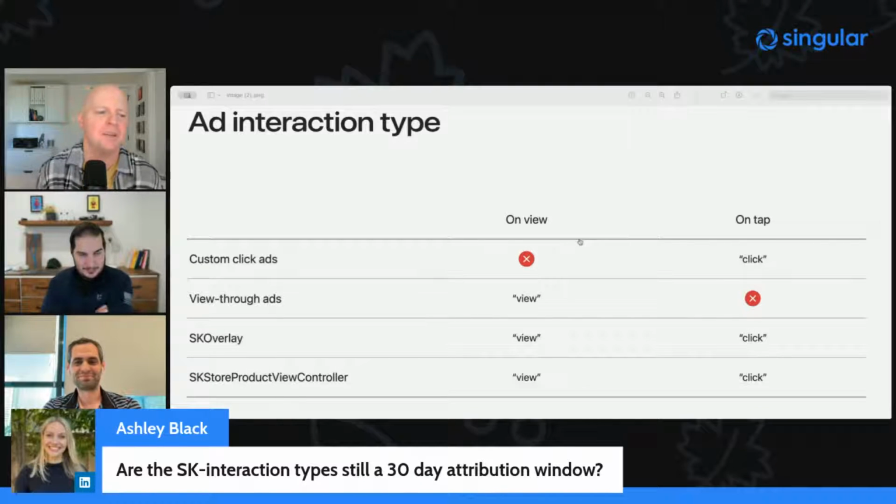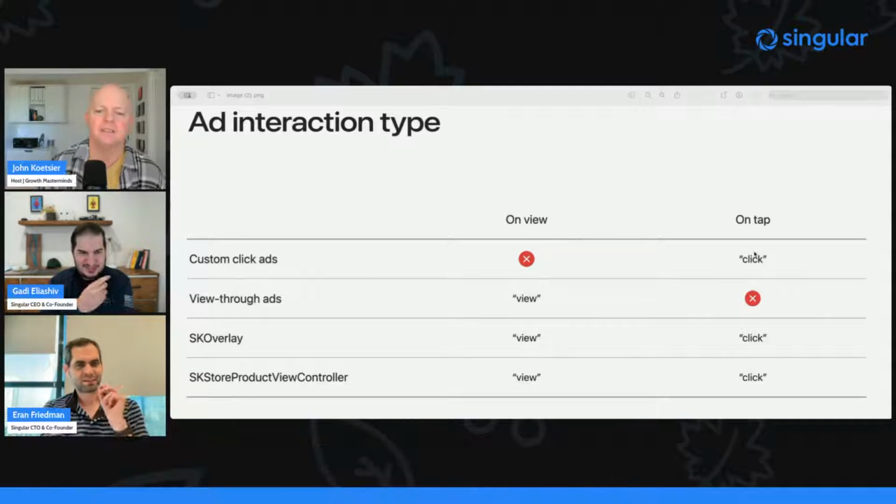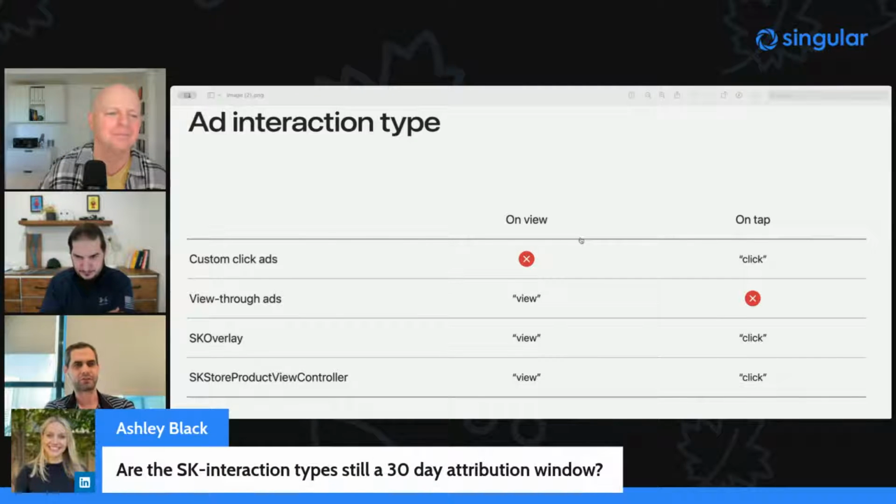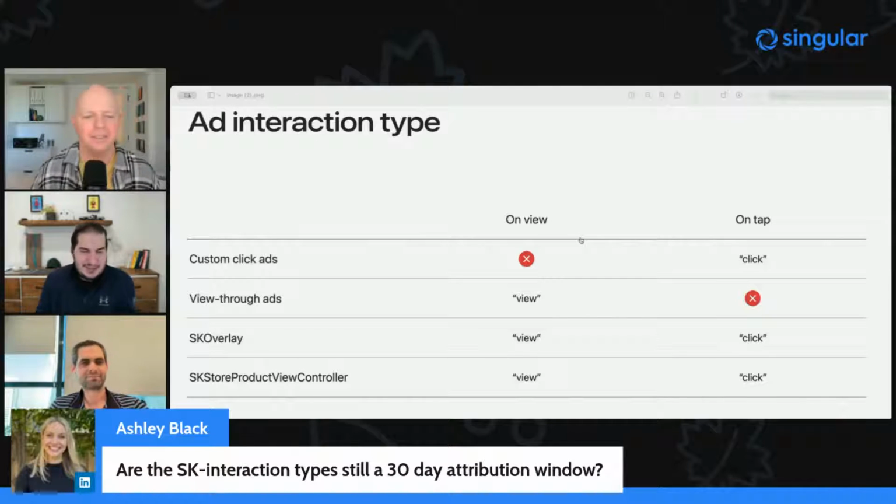Ashley Black has this question: are the SK interaction types still a 30-day attribution window? And I believe, and Eran is nodding, the answer is yes. Excellent. But just to be clear, the view-through is for 24 hours and the click-through is for 30 days. Yes. But it's not just SK, right? Custom click ads, I think, also get 30 days. Correct. Any click is 30 days, any view is 24 hours.